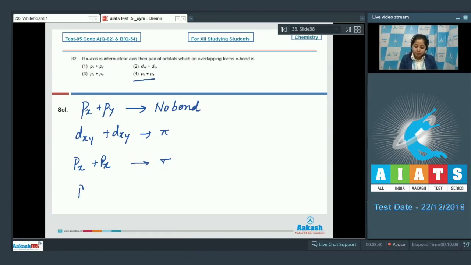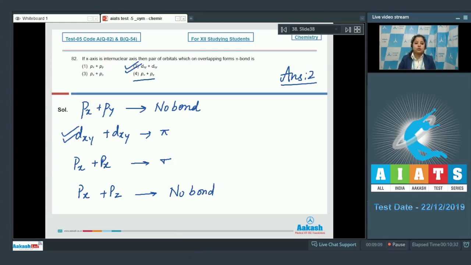Moving to next, px and pz. This also results in no bond formation. That means the correct answer is number 2. That means the overlap of dxy and dxy results in the formation of a pi bond. So the correct answer is option number 2.